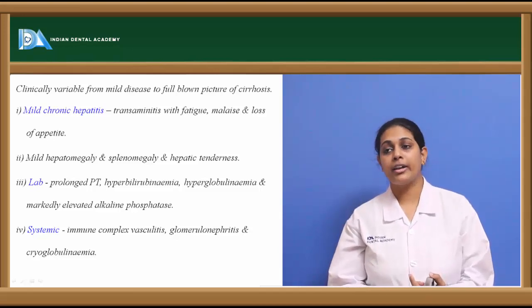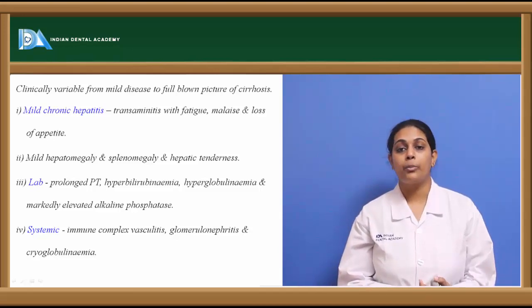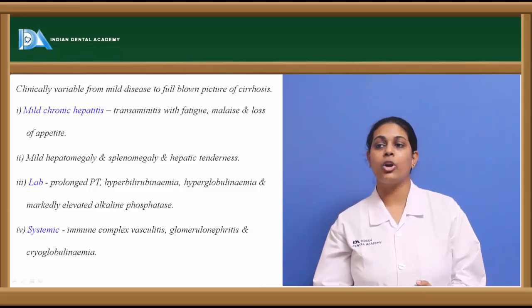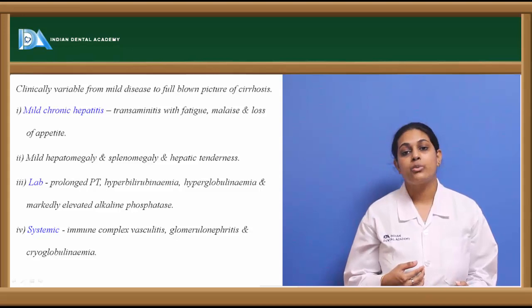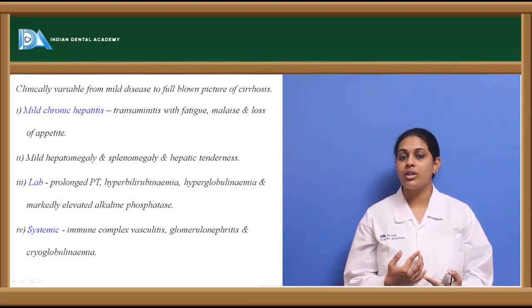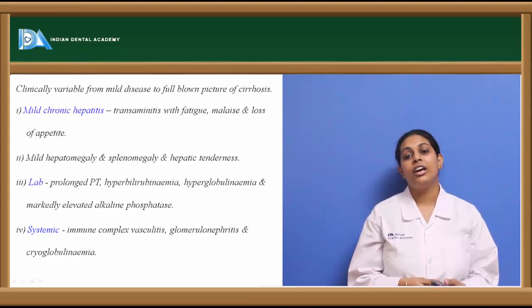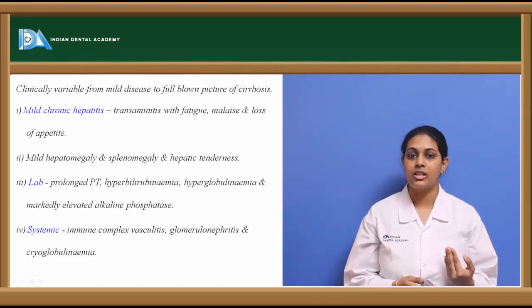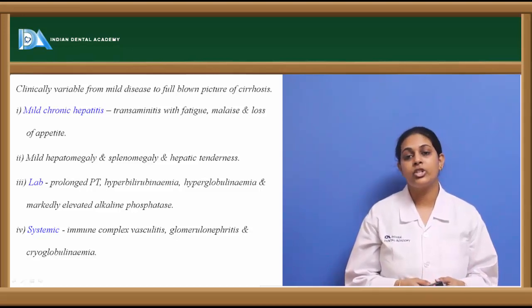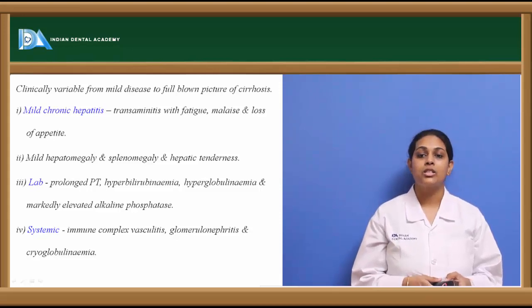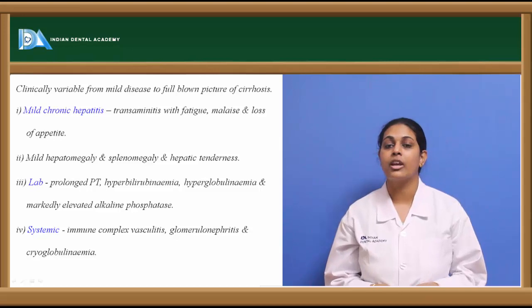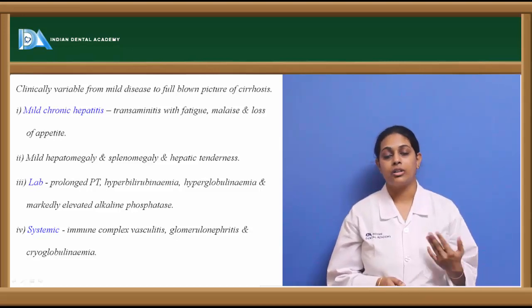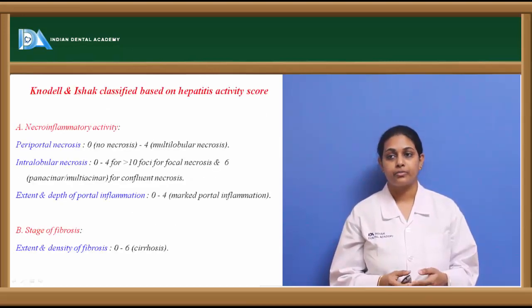And the laboratory findings include prolonged prothrombin time. Other than that, we also see an increase in the bilirubin content, as well as in the globulin content, and there are even elevated alkaline phosphatase levels. In systemic features, we find immune complex vasculitis as well as glomerulonephritis, and cryoglobulinemia can also be found in case of chronic viral hepatitis.